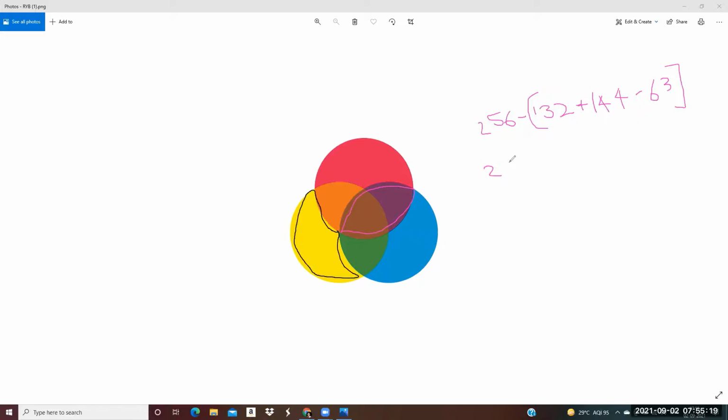So if you perform this calculation, then you get 132 plus 144, which is 276, and minus 63, which is 213, and 256 minus 213. So it's going to be 256 minus 213. And we directly have our answer, which comes out to be neat and clean 43. And that is exactly the answer that we needed.